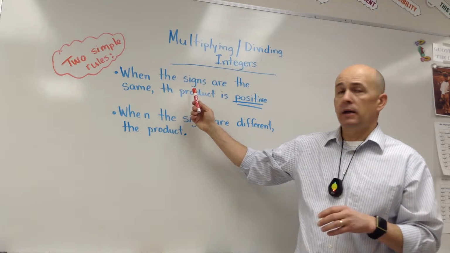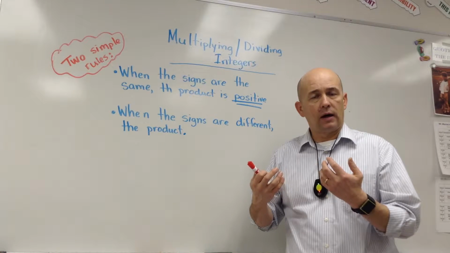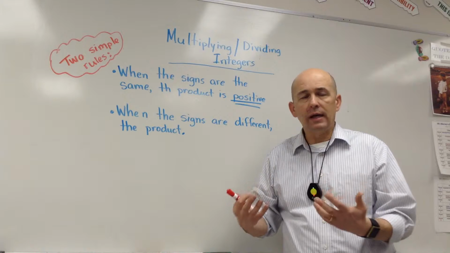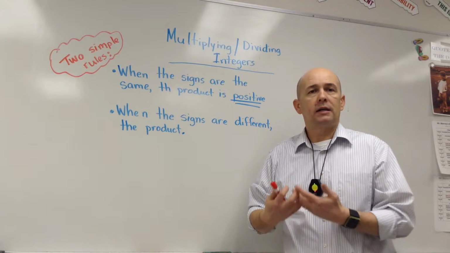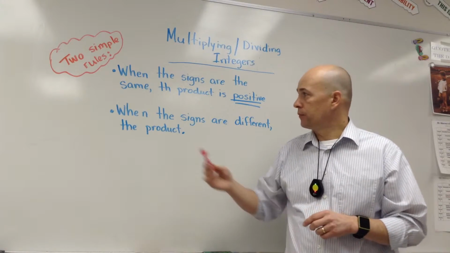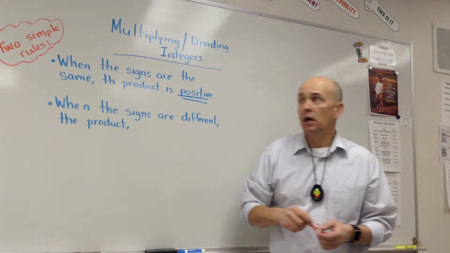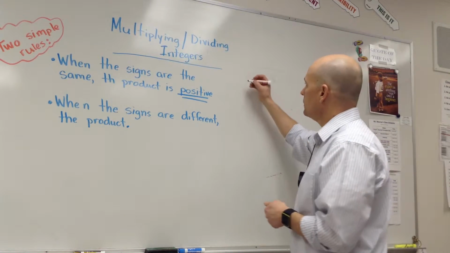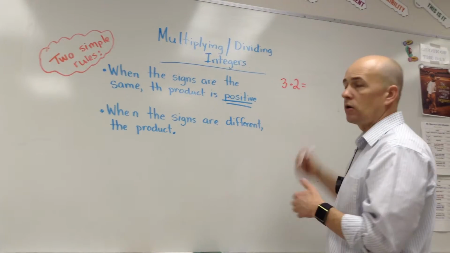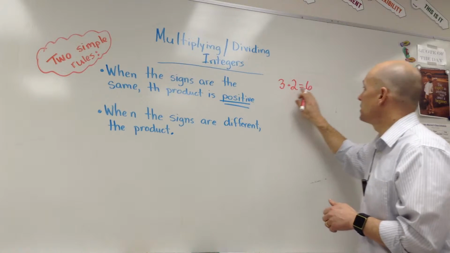The first rule is that when I have two factors whose signs are the same, whether they're both positive or they're both negative, my product is positive. So when the signs are the same, the product is positive. When the signs are different, the product is going to be negative. That's the second rule. So if I have a positive 3 times a positive 2, we know from years of practice that 3 times 2 equals 6. Positive times a positive gives me a positive.